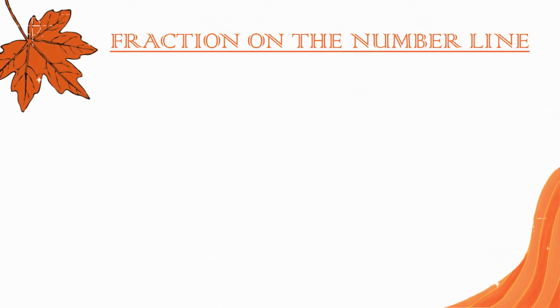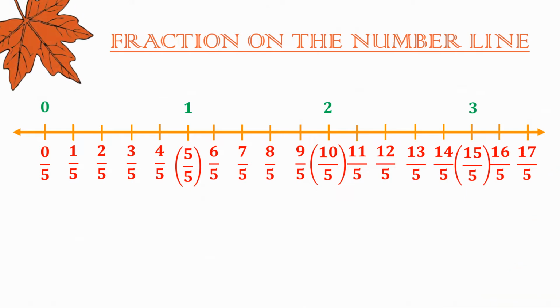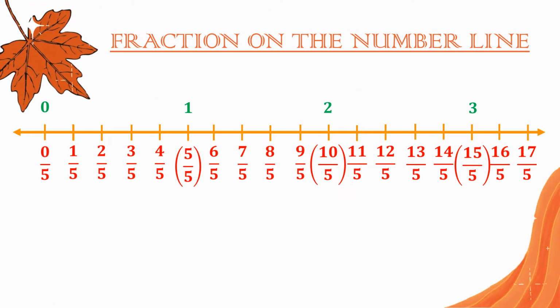Fraction on the number line: 0 by 5 is 0, 1 by 5, 2 by 5, 3 by 5, 4 by 5, 5 by 5 is 1, 6 by 5, 7 by 5, 8 by 5, 9 by 5, 10 by 5 is 2, 11 by 5, 12 by 5, 13 by 5, 14 by 5, 15 by 5 is equal to 3, 16 by 5, 17 by 5 and so on.